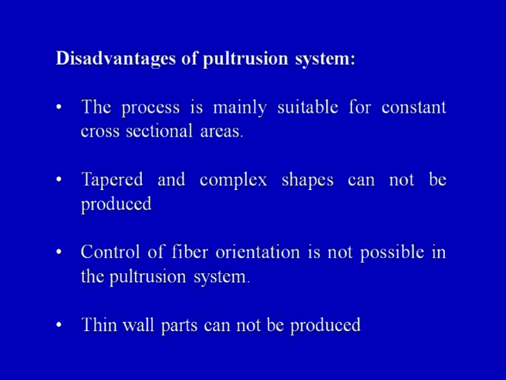Control of the fiber orientation is not possible in the pultrusion system. Thin wall parts cannot be produced. So, there should be an adequate thickness of the parts which have to be produced by the pultrusion system. So, very thin parts cannot be produced, fiber orientation cannot be controlled, tapered and complex parts not possible. The process is mainly suitable for constant cross sections only, where the variation of cross section takes place, that is not possible. Those types of products cannot be made by the pultrusion process where the cross section is changing.